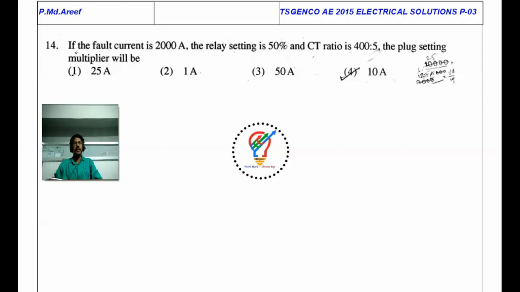The next question is: if the fault current is 2000 amps, the relay setting is 50% and the CT ratio is 400 to 5, that means primary carries 400 amps and secondary carries 5 amps, the plug setting multiplier will be. This is an important question for TSGENCO, Transco or PSUs. The formula for the plug setting multiplier is the ratio of fault current divided by CT ratio into current setting.